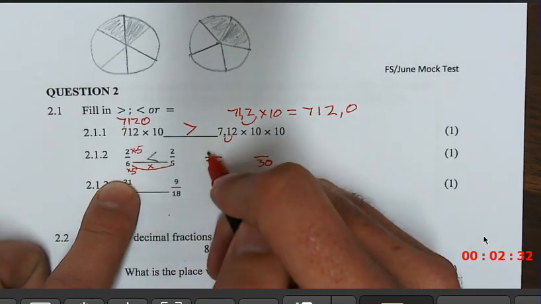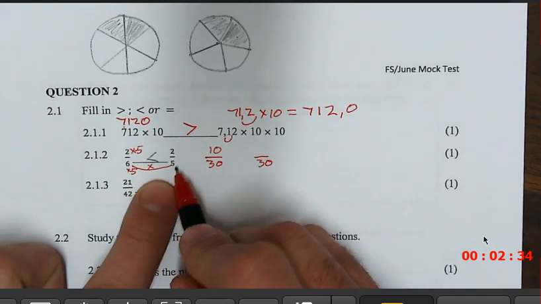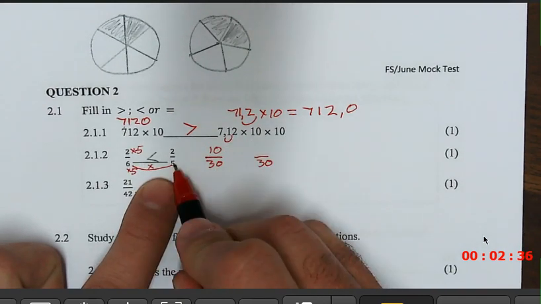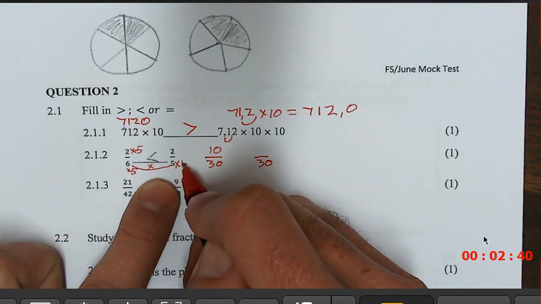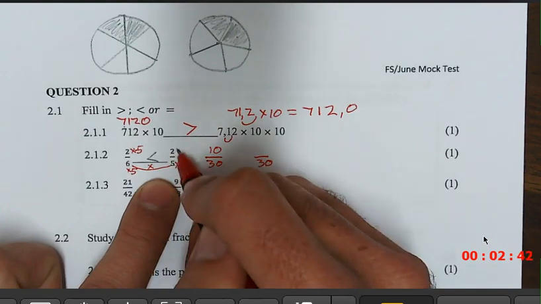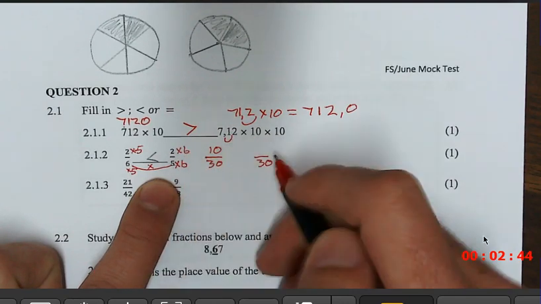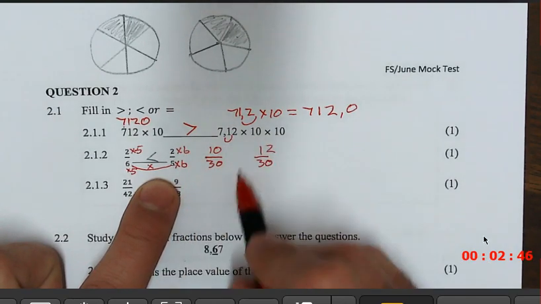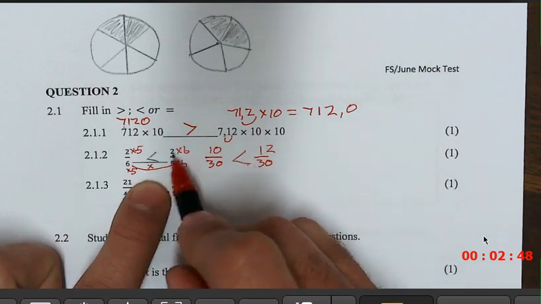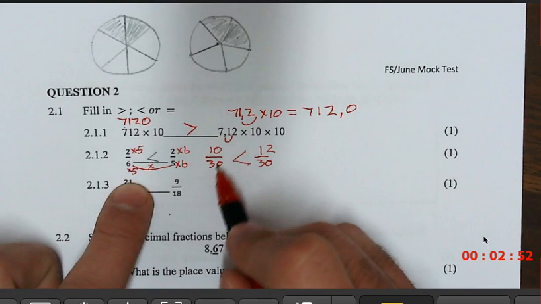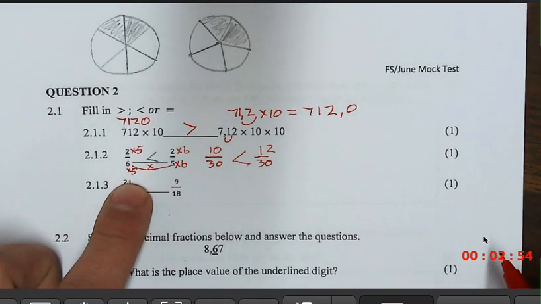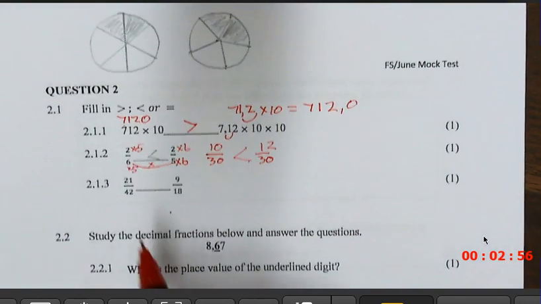2 times 5 is 10. Okay, on this side, the 5 I changed to 30 as well. How did I do that? Times 6. What I do at the bottom, I do at the top. 2 times 6 is 12. And now you can still see that this 2 5ths or the 12 30ths is bigger than the 2 6ths or 10 30ths.